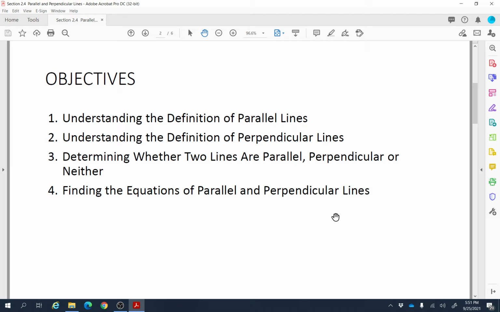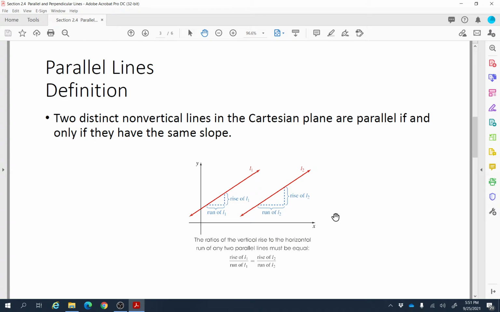Section 2.4, Parallel and Perpendicular Lines. We're going to talk about what parallel lines are and how you find out whether two lines are parallel or not. We'll also try to understand the definition of perpendicular lines, and we are going to find the equations of parallel and perpendicular lines.